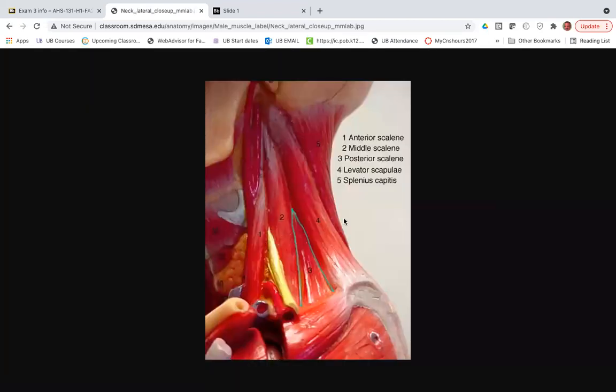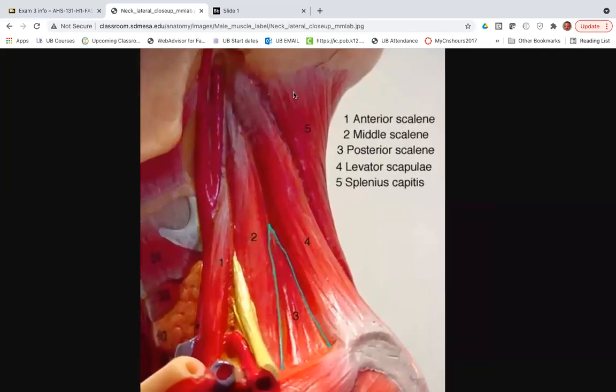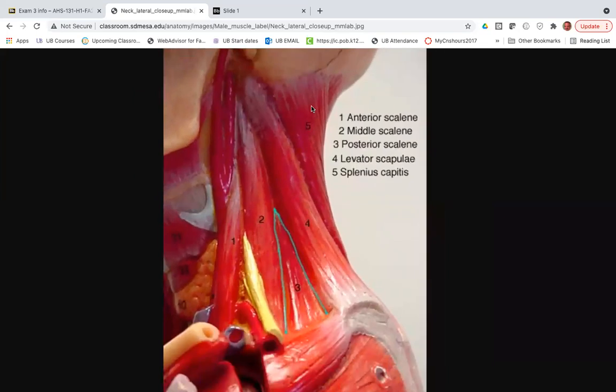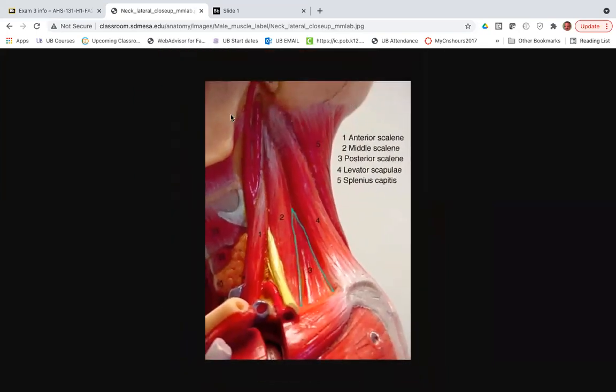Okay, this is the one I was looking forward to showing you because I had mentioned it earlier. Here's the splenius capitis, right? Let's get ourselves oriented. So here's the occiput, here's the angle of the mandible. Here's, looks like, your thyroid gland here. So here's the splenius capitis. Here's your levator scapula. Now, number 1, 2, and 3. Number 1 is the anterior scalene. Number 2 is the middle scalene. And number 3 is the posterior scalene.